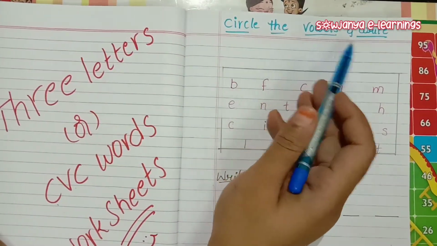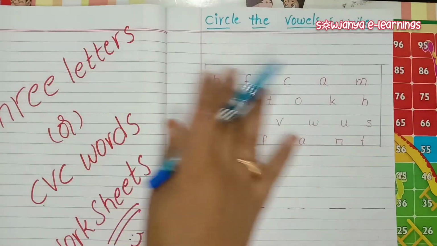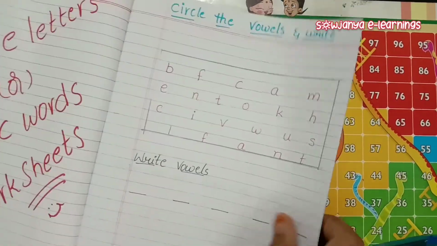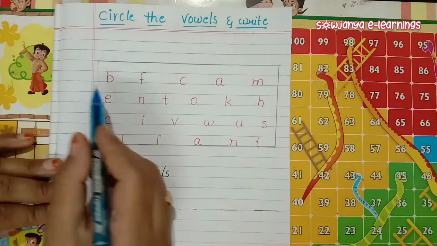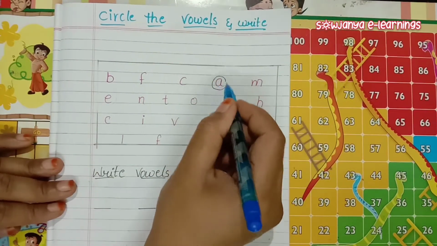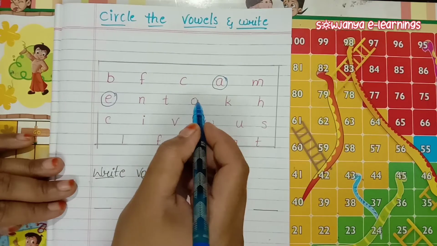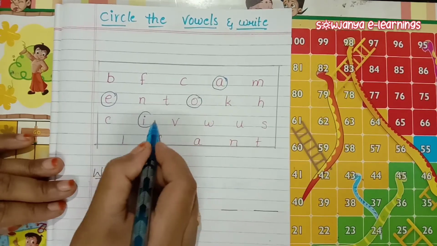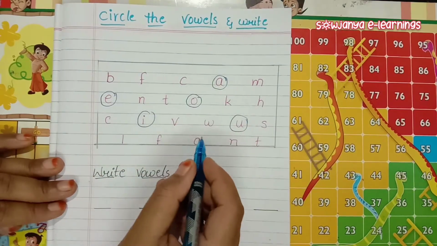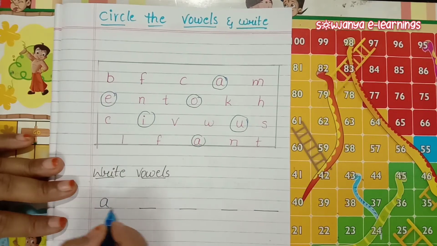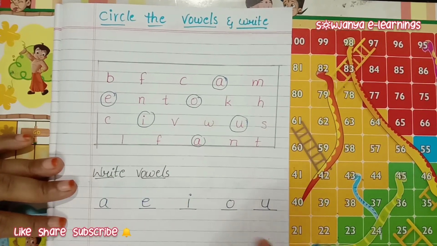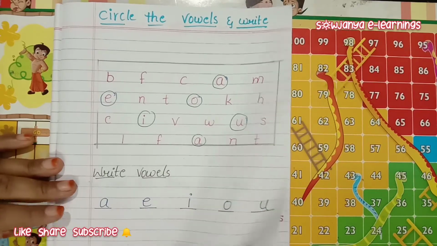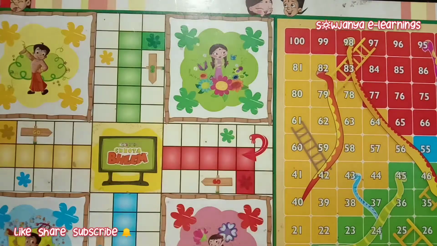Circle vowels and write them. See here I have given some words. We have to circle them and we have to write those vowels down. So what are vowels? A, E, O, I, U. Now we'll write them. A, E, I, O, U. So these are vowels. Now we'll go to one more worksheet.